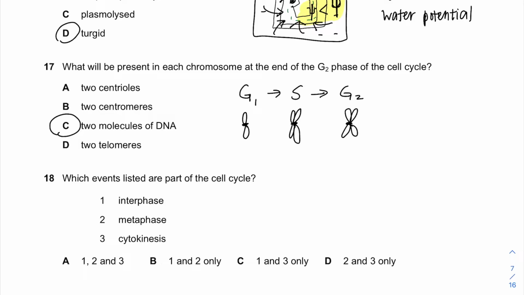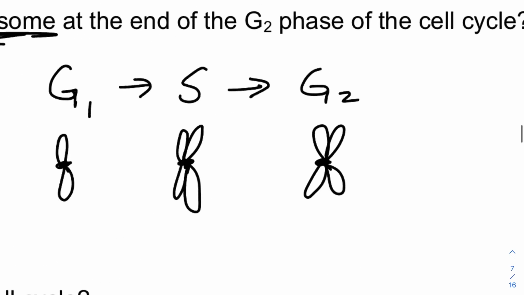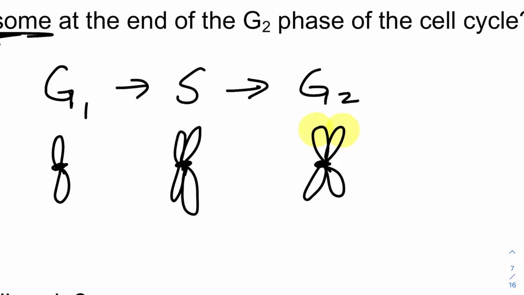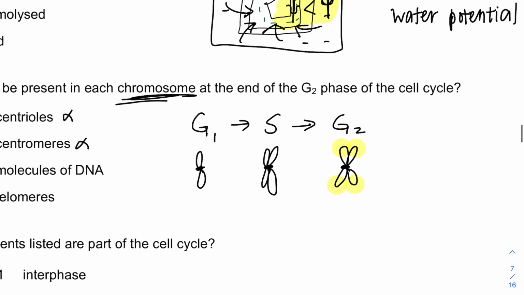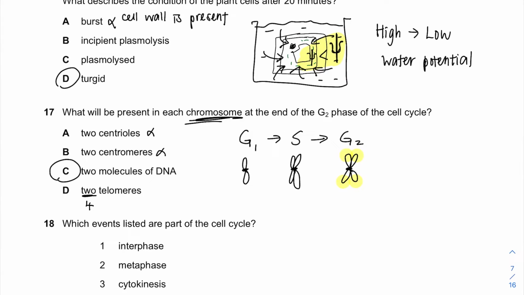Centrioles is not correct because your question is asking about chromosomes specifically. Centromeres will never duplicate, so that is wrong as well. So telomeres, instead of 2, you would actually have 4. So telomeres, you would have 1, 2, 3, 4. Those are the caps of the chromosome.